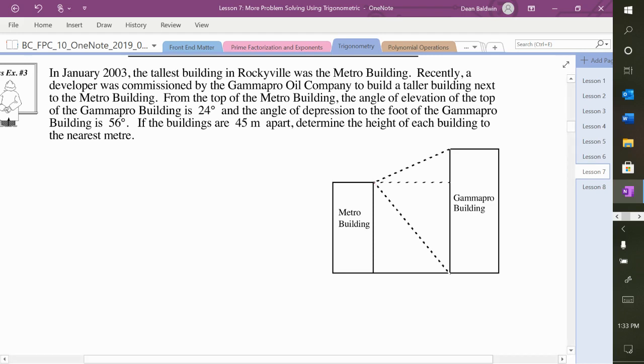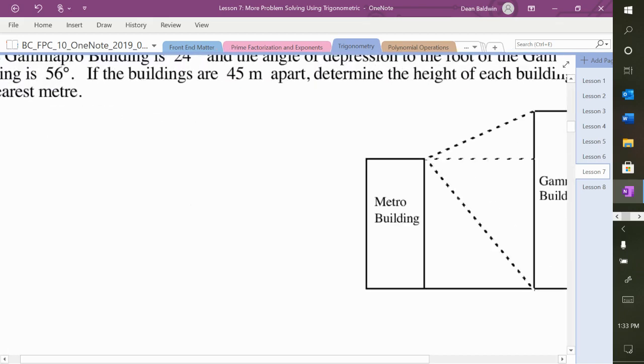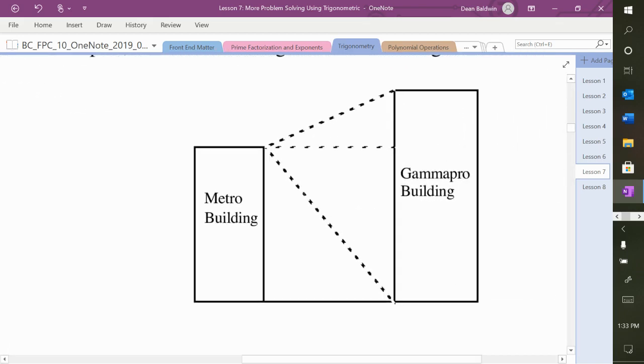24. So if I'm standing here, where am I writing the 24 degrees? Angle of elevation. You're looking up. So where would I write 24 on here? Here, let's call it 1, 2, 3, 4, 5, 6. Where do I write it? You're on the top of the Metro building. You're looking up. Where would I write it? Number 3. You're right here. Okay. So this is 24.